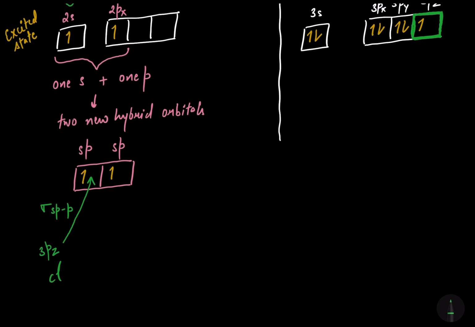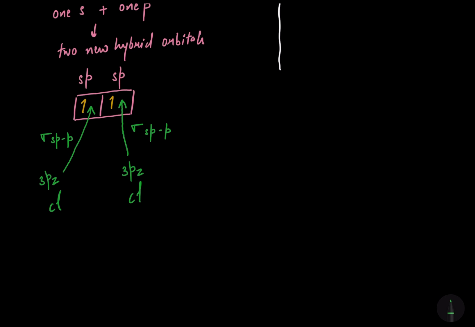Now let's talk about the other chlorine. We are having two chlorines now actually. Here again the 3pz of the other chlorine will overlap with the sp hybrid orbital of the beryllium to form the sigma bond, and again it is the overlapping between the sp hybrid orbital of the beryllium with the p orbital of the chlorine, that's sigma sp-p. Now both the sigma bonds are of the same type, that's why the bonds between the beryllium and the chlorines will be of equal strength.